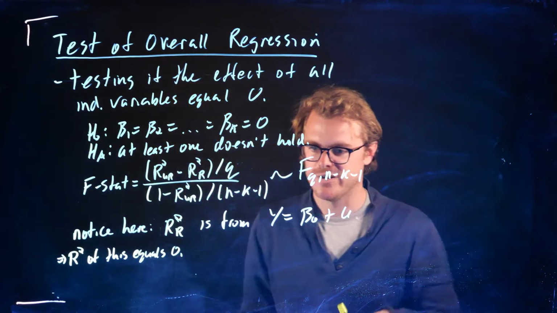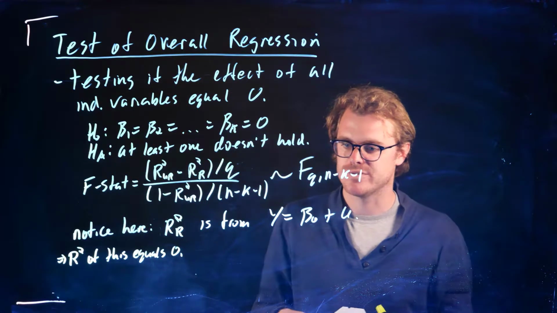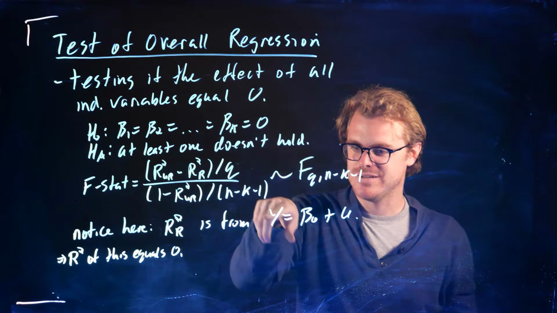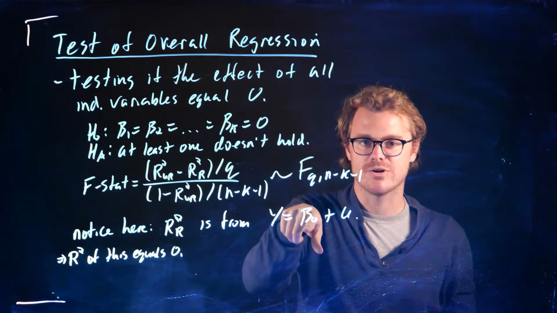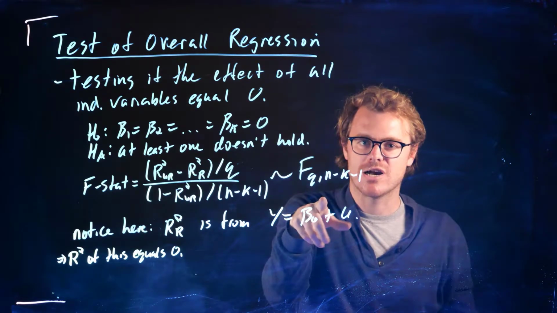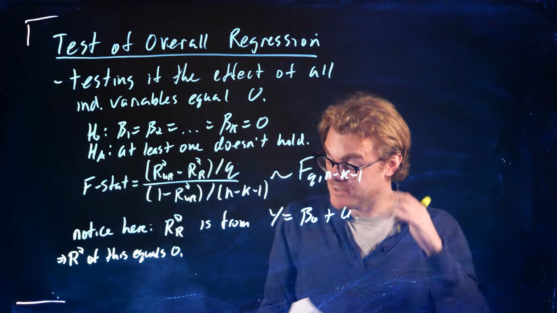I mean, we're basically trying to explain variation in y with just a constant, right? R squared is about how much of the variation in y you're explaining through your regression. Well, here you're trying to just use a constant, so it's going to be equal to 0.